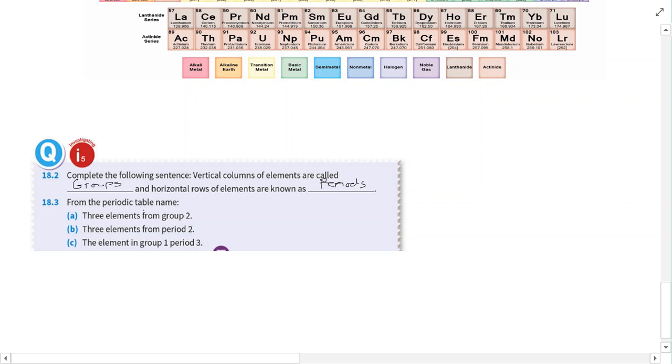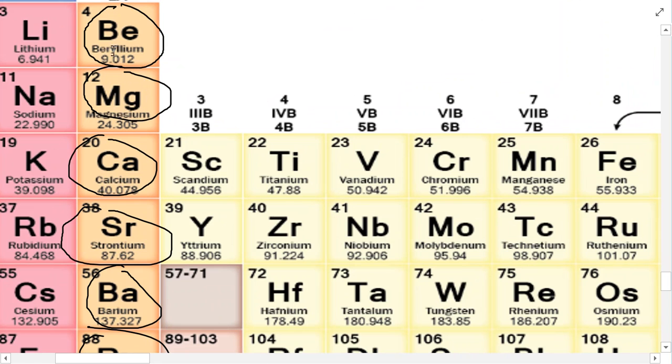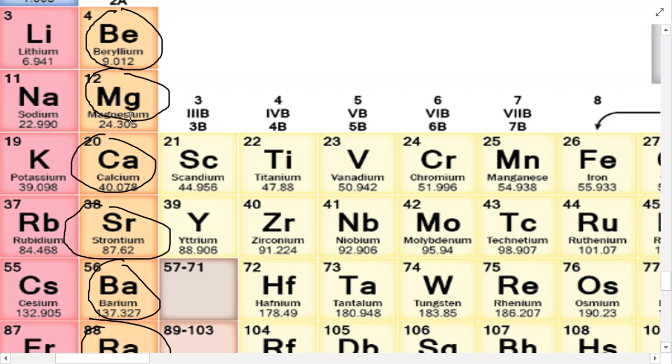From the periodic table, name 3 elements from group 2. So if we go up here and look at group 2, this is group 1, this is group 2. We could simply name any of these elements. You have magnesium, this one, this one, this one, and this one. If you zoom in on the periodic table, you can see their names there: calcium, strontium, beryllium. All you have to do is name 3 of them.